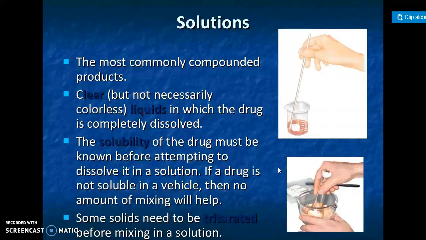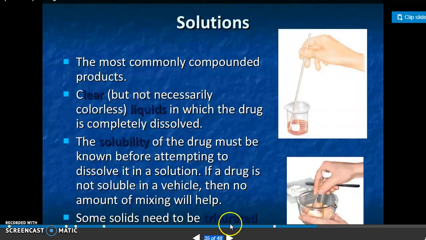And some solids can be mixed into a solution, but it must be triturated. That means you put it in a little bit at a time, mix it in, put in a little bit more, mix it in, and so on. Okay, and those are techniques that are used in compounding.